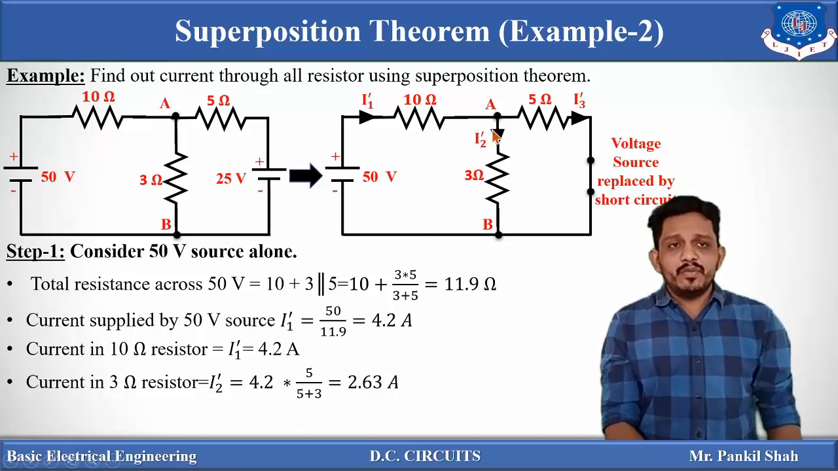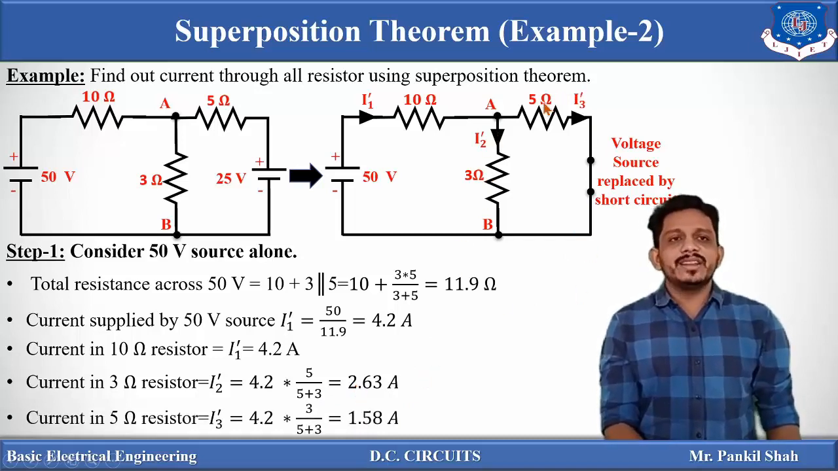So if you want to find I2 dash, the current flowing through this 3 ohm branch, then what you do is take the total current, that is 4.2, into the opposite resistance, that is 5, upon the total resistance, that is 5 plus 3. So you get the answer 2.63 ampere.